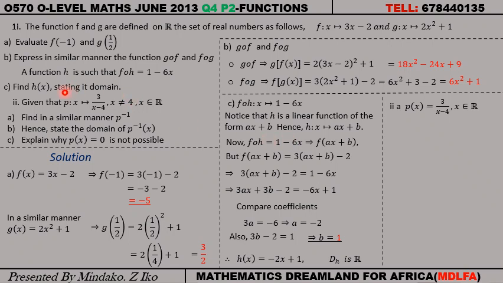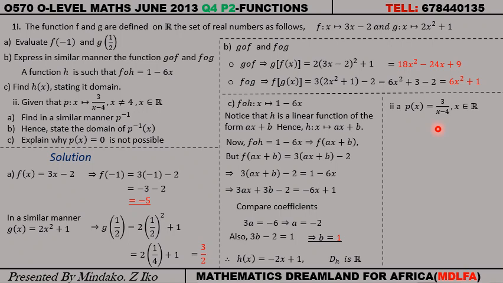All right, the Roman 2 says, given that p is such that x is mapped onto 3 divided by x minus 4. So this is it here. So that is it. And then a says, find in a similar manner the p inverse.